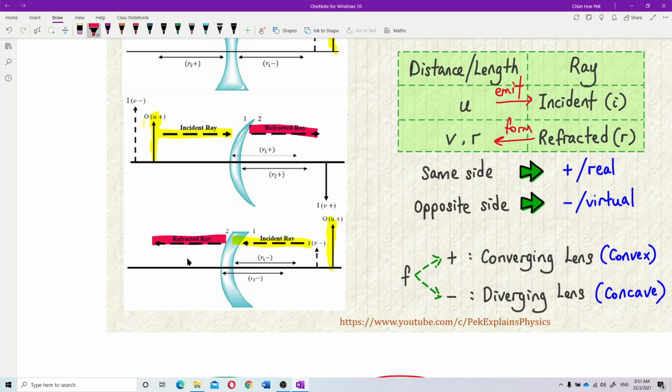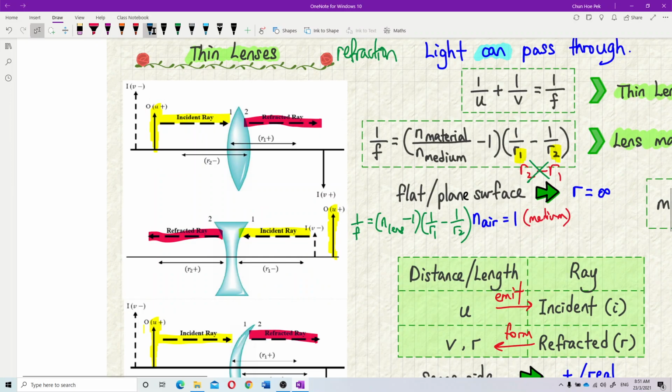Now, let us look at the object distance. Here, this object is placed at the same side as the incident ray. That's why this object distance U is positive, because it is on the same side as the incident ray.